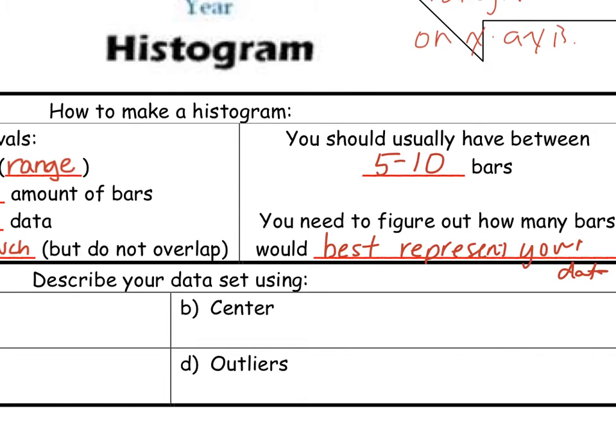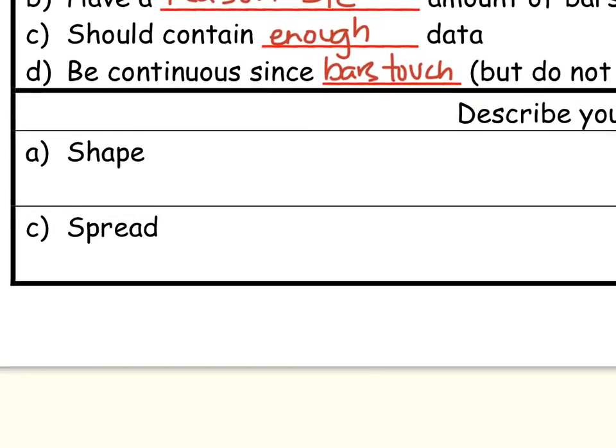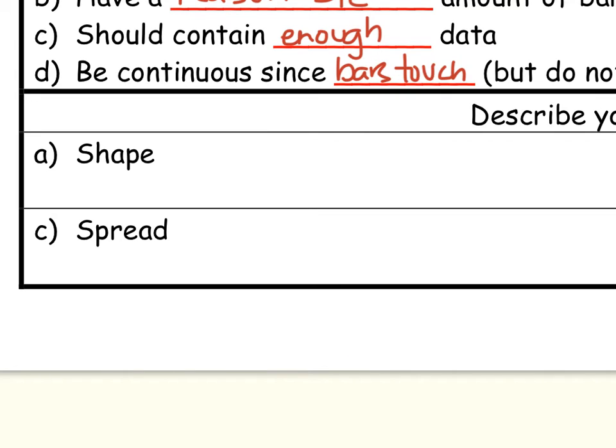And again, when we're describing our data, we talked about this in the last set of notes, we are looking at the shape of the graph, and keep in mind the shape can be mound-shaped, it can be uniform, and it can be skewed left or skewed right.